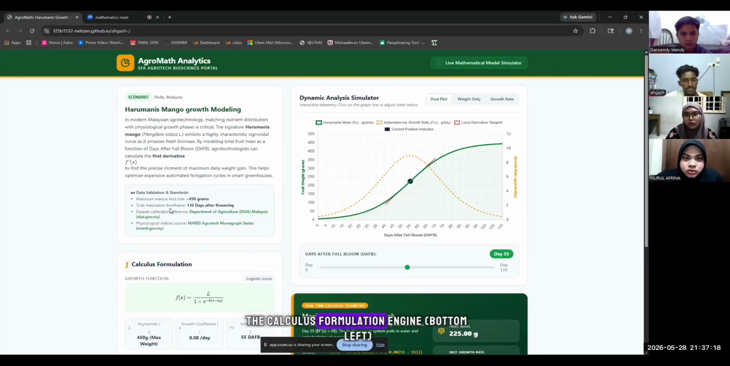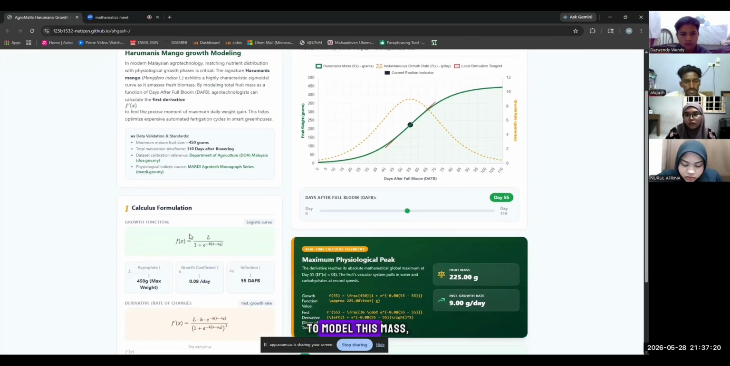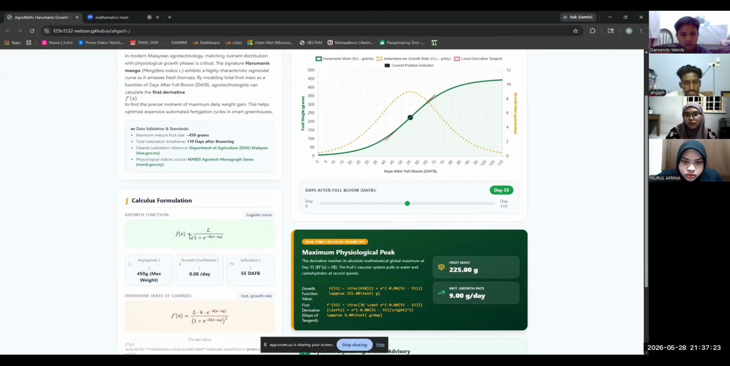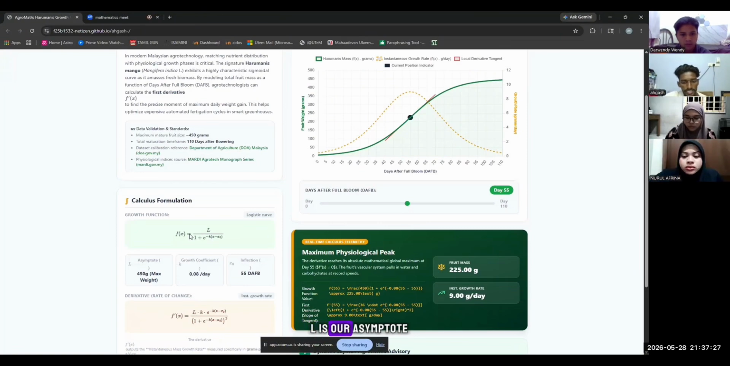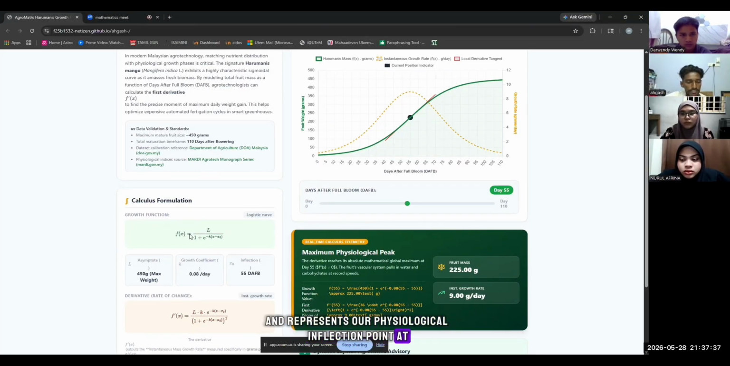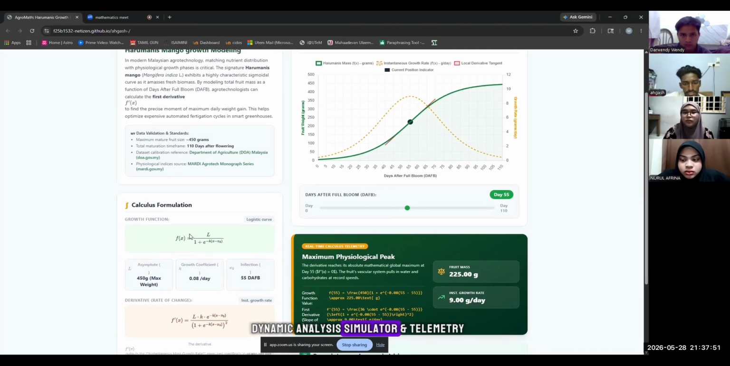The calculation formation engine. This is the formula. To model mass, the system uses a logistic growth curve function where S total is 450 grams, k is our growth coefficient of 0.08, and t0 represents our physiological inflection point at day 55. To find the rate of change, the system calculates the first derivative, which yields the exogenous growth rate in gram per day. Dynamic analytics in machine telemetry.